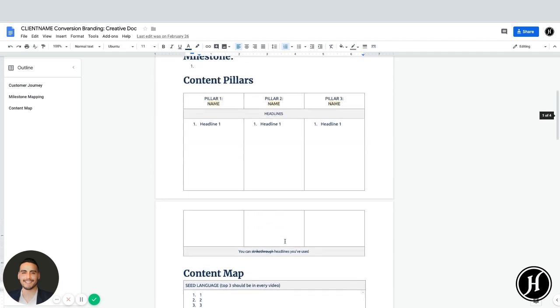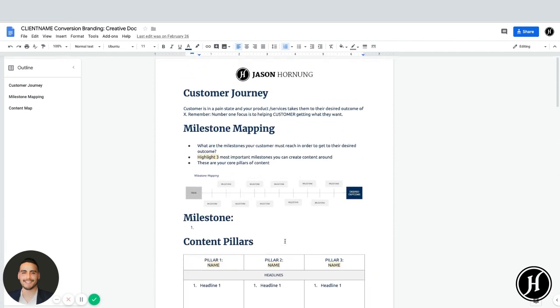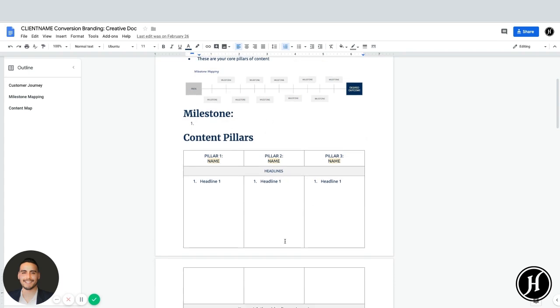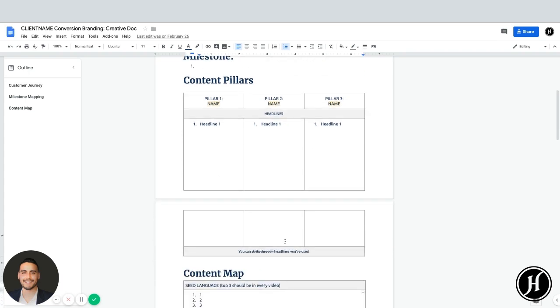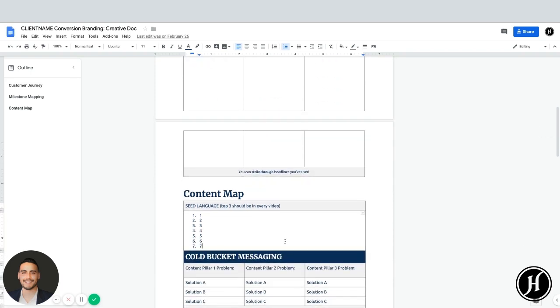But the key resources, the key aspects here are, again, understanding that journey, knowing the themes that you'll be talking about with your content pillars so that you're always talking about something that your customers care about, and then knowing the language that you're going to use to convey that message to the customer.